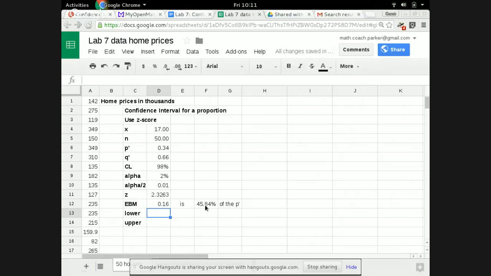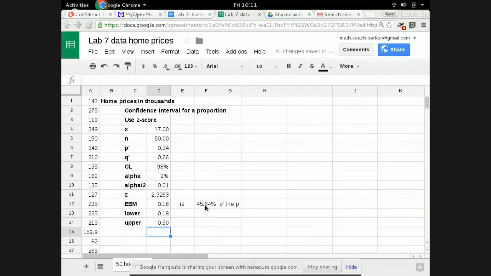And all this data is on the website. And you guys will get to play with it in just a minute. So my lower bound is going to be equal to my p prime minus my margin of error, and the upper bound is going to be equal to my p prime plus my margin of error. Okay, so now I have an interval. So here's my belief. I'm 98% confident that the percent of houses in Pendleton that are under 150,000 is somewhere between 18 and 50%.